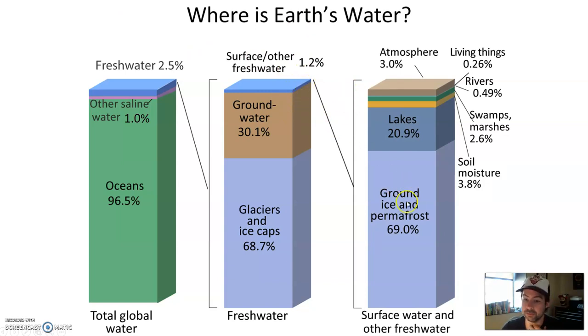of that 1.2%, 69% is ground ice and/or permafrost. That's water kind of frozen in the upper layers of soil of the earth. 20.9% of 1.2% of 2.5% is lakes. And you can see there's also some in the atmosphere, rivers, swamps and marshes, soil moisture, as well as living things, a little slice of living things.